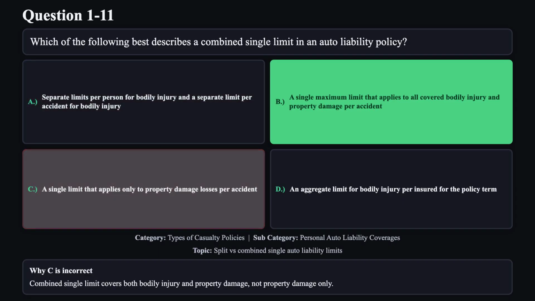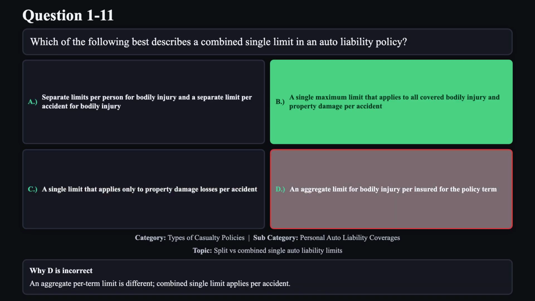Reason C is not correct. Combined single limit covers both bodily injury and property damage, not property damage only. Reason D is not correct. An aggregate per term limit is different. Combined single limit applies per accident.